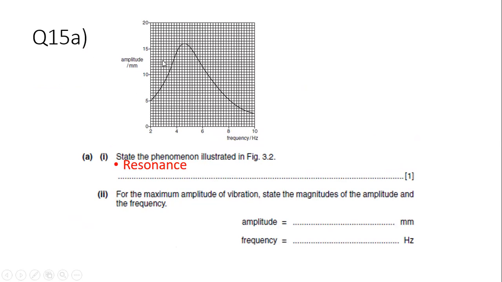This is a resonance graph. For the maximum amplitude of vibration, state the magnitude of the amplitude and frequency. Okay, now you are supposed to read the graph. What is the maximum amplitude of vibration? And state the magnitudes of amplitude and frequency. So read the amplitude. Yeah. This A-level question is a bit more straightforward. They give you free marks for learning how to read.